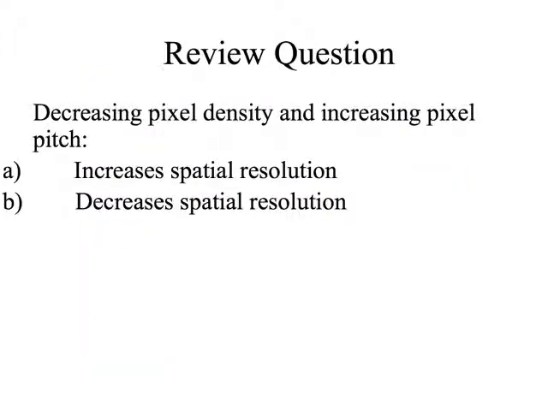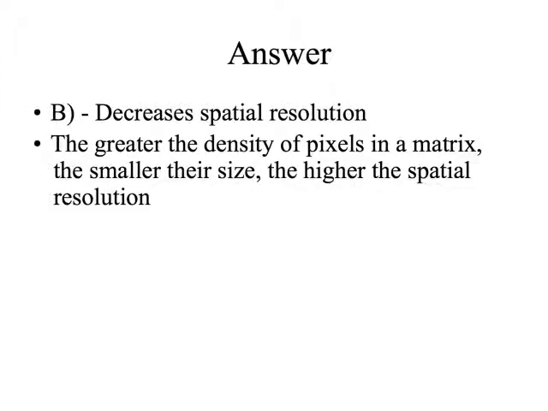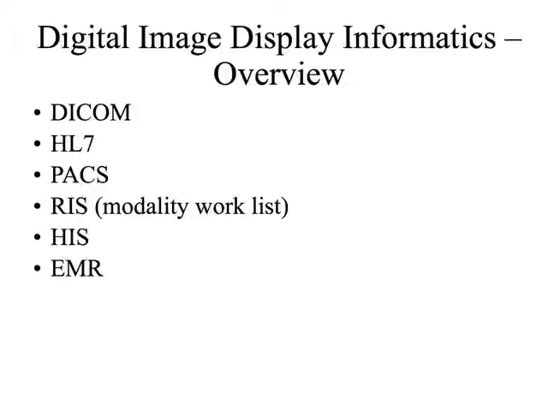So, quick review question. Decreasing the pixel density and increasing the pixel pitch does what? Decrease. Good. It's going to decrease the spatial resolution. So the greater the density of the pixels in a matrix, the smaller their size, and the higher the spatial resolution. So this looks like a bunch of information, but again, the board does not ask us to get really in-depth on each one of these, so I want us to just have the terminology related to these things.